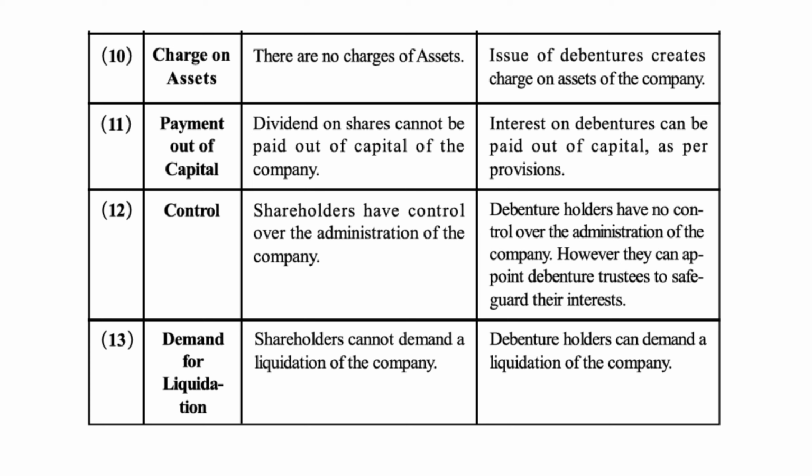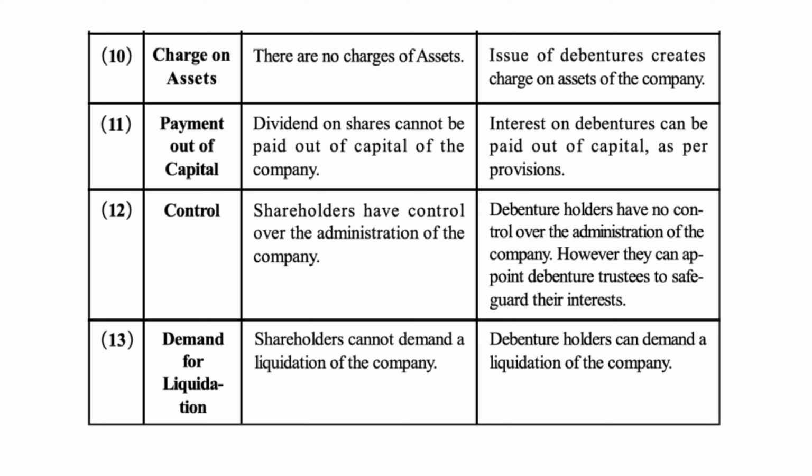And the company does not have any obligation towards the shareholder. It is not compulsory for the company to pay dividend every year. So the shareholders have an obligation towards the company, but the company does not have any obligation towards the shareholder with regard to payment of dividend, etc. Because there is no obligation on the part of the company, shareholders cannot go to the court and demand liquidation or closure of the company.